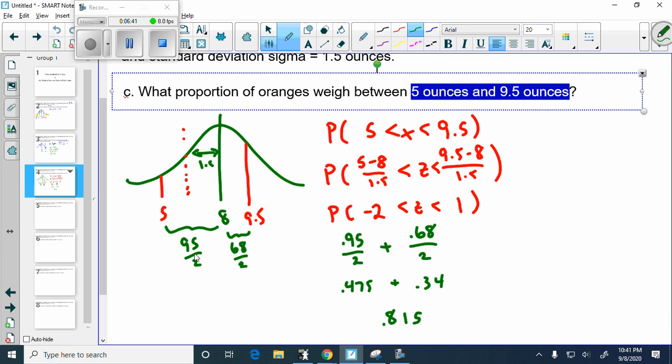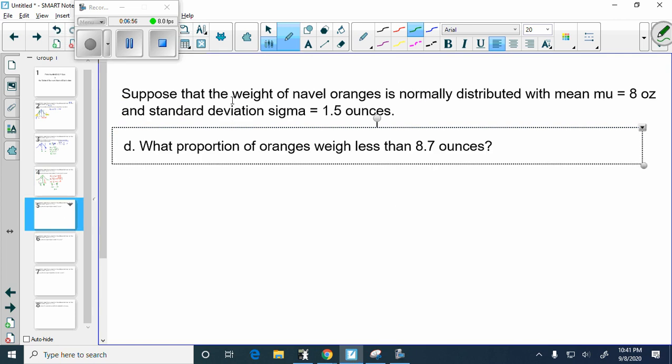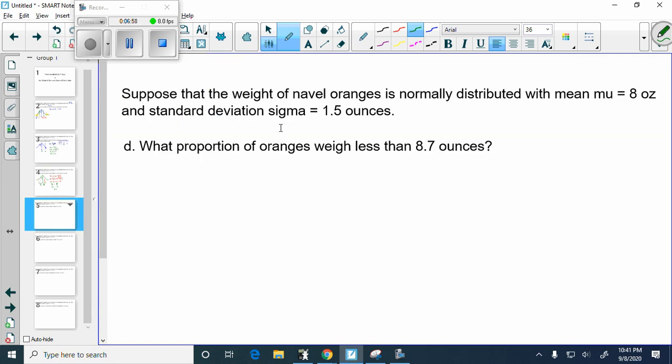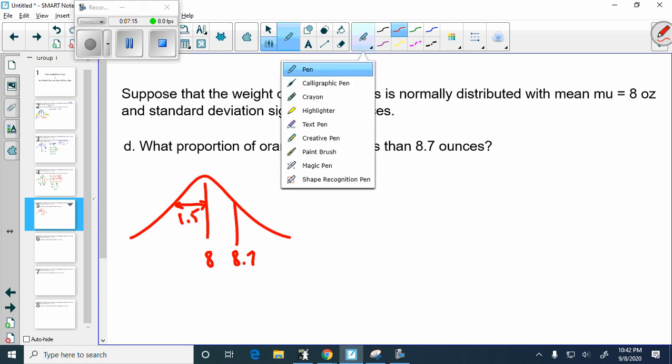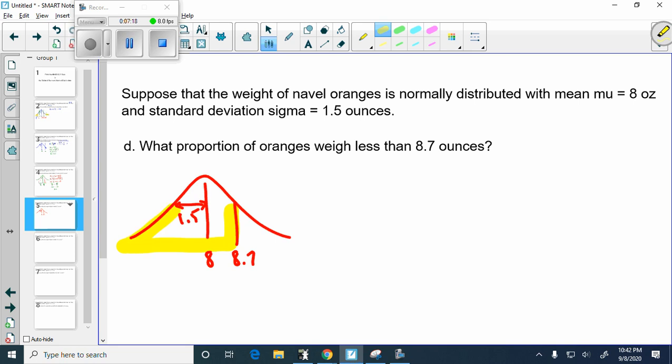While we've used the 68-95-99.7 rule before, I'm formalizing the work over here with what I've done in red to lead us to where we're headed on this next part. So let's look at question D. Again, it's the same question stem, but now I say, what proportion of oranges are less than 8.7 ounces? I always think it's great to start with a picture. So here's my picture. This is 8. Here's 8.7. This is 1.5. And I'm trying to find the area below 8.7. So I'm looking for this region in here.